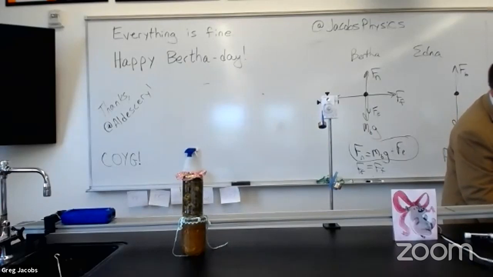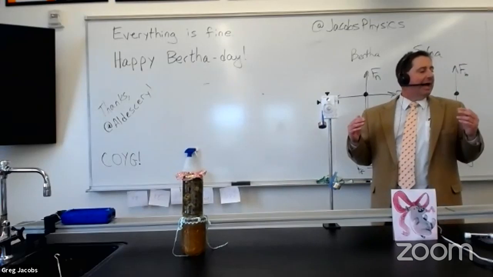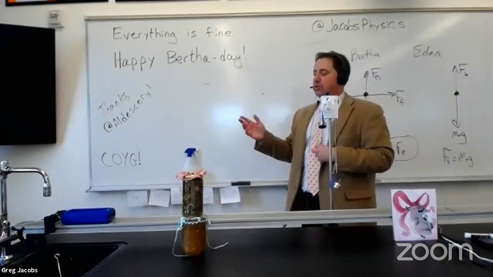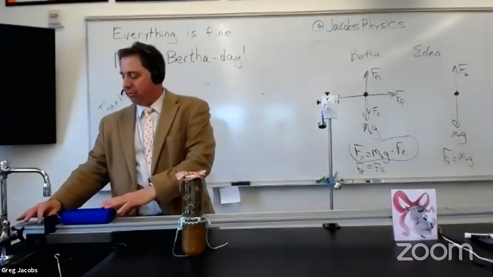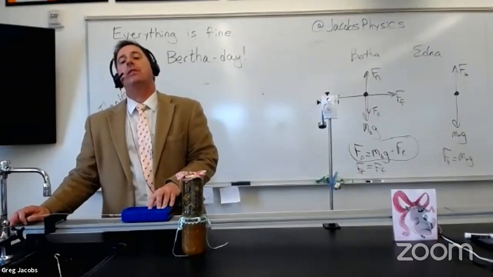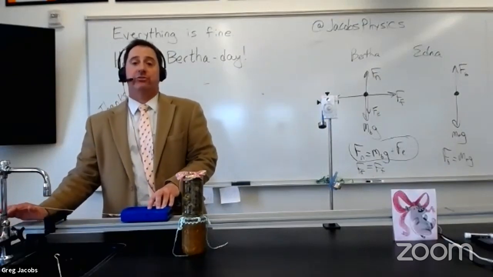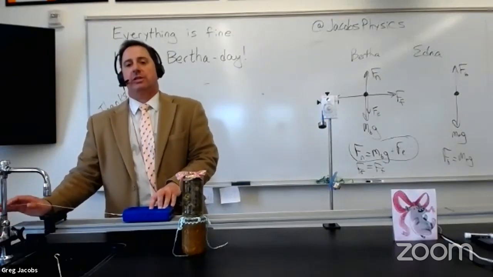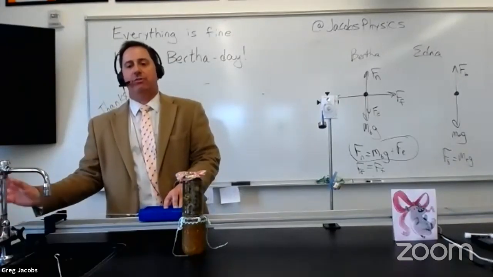Let's see. 1 or 2 more. Daniel Z asks, how would I know whether the tension is the same throughout the rope if the pulley had mass? If the pulley has mass, then Jacob's law of tensions does not apply. The tension is different on each side of the massive pulley.